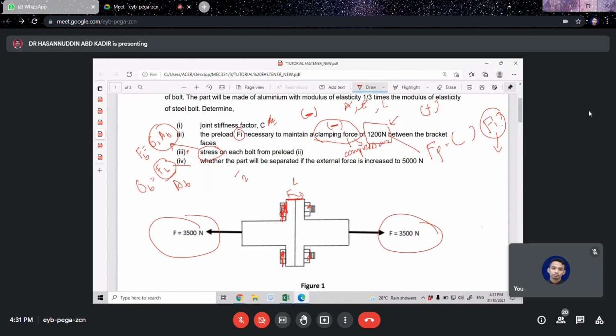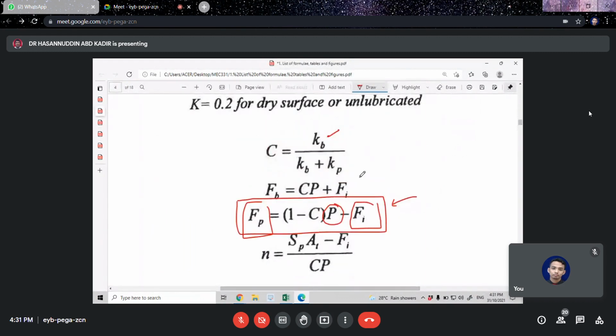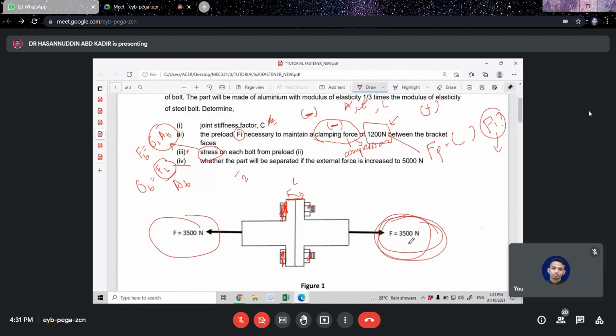So when you want to find the value of Fb, please refer to your list of formula. Find the value of Fb here. You have a C, and Fi you already know from question number 2. C you get from question number 1. Then P ni, you will find lah nanti daripada yang tadi sama juga, from the value of this one, 3500 Newton. Then you can get it. Tapi we must divide by 2 lah later on.